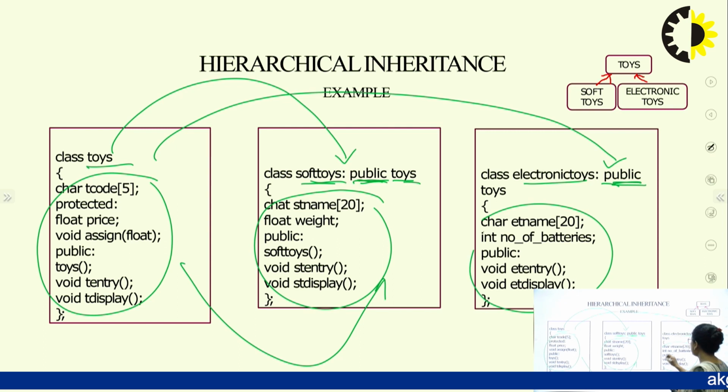These are the individual members of the electronic derived class. In addition to that, it will also have the members of the toys class. We are inheriting them publicly, and the rules related to public inheritance will be followed.